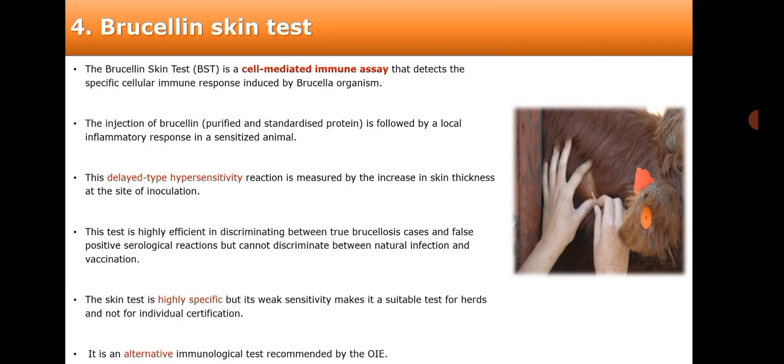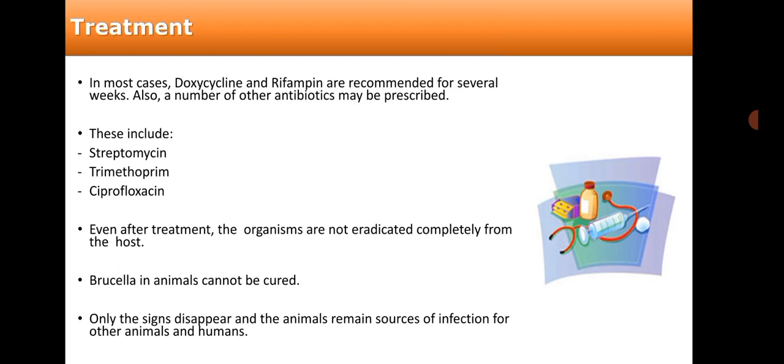In most cases, doxycycline and rifampin are recommended for several weeks. Also, a number of other antibiotics may be prescribed. These include streptomycin, trimethoprim, and ciprofloxacin. Even after treatment, the organisms are not eradicated completely from the host. Brucella in animals cannot be cured. Only the signs disappear and the animals remain source of infection for other animals and humans.